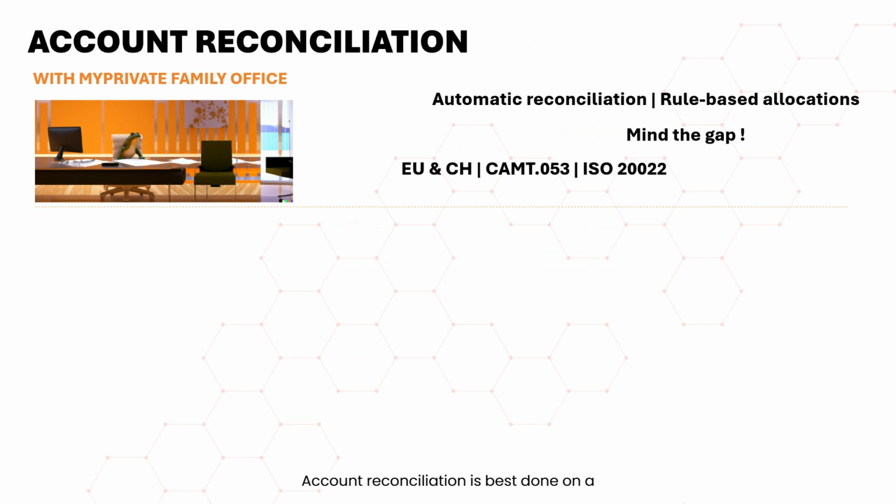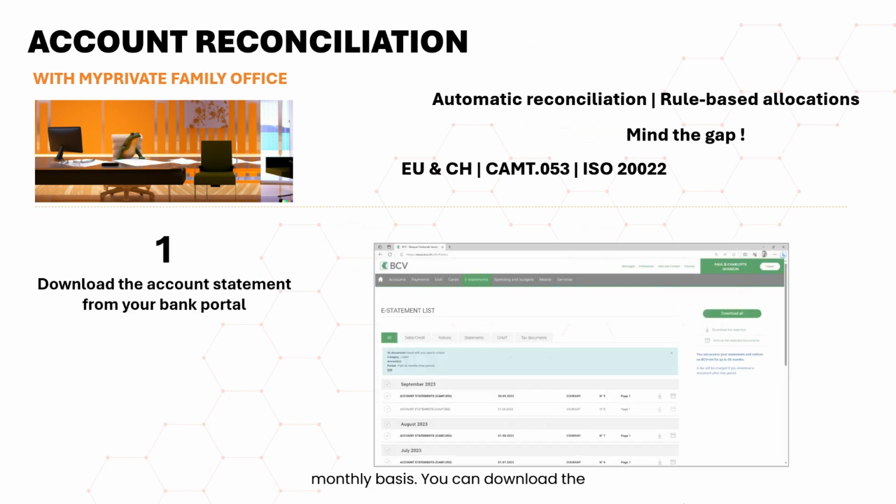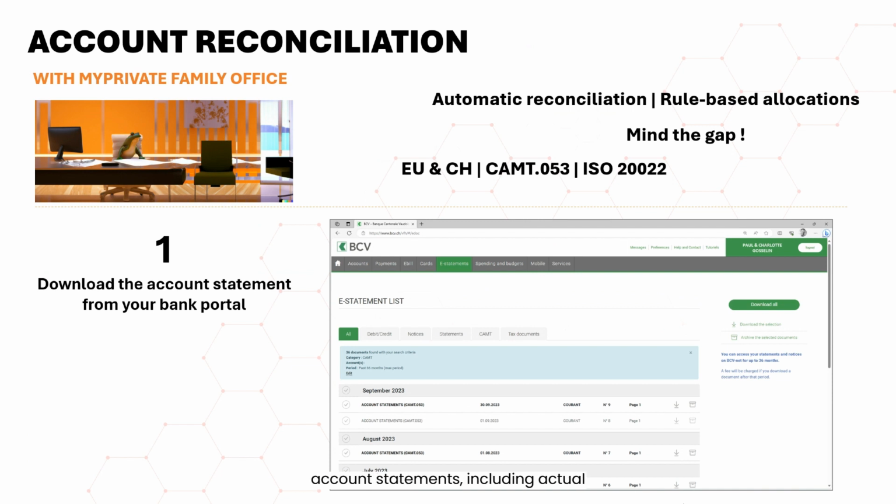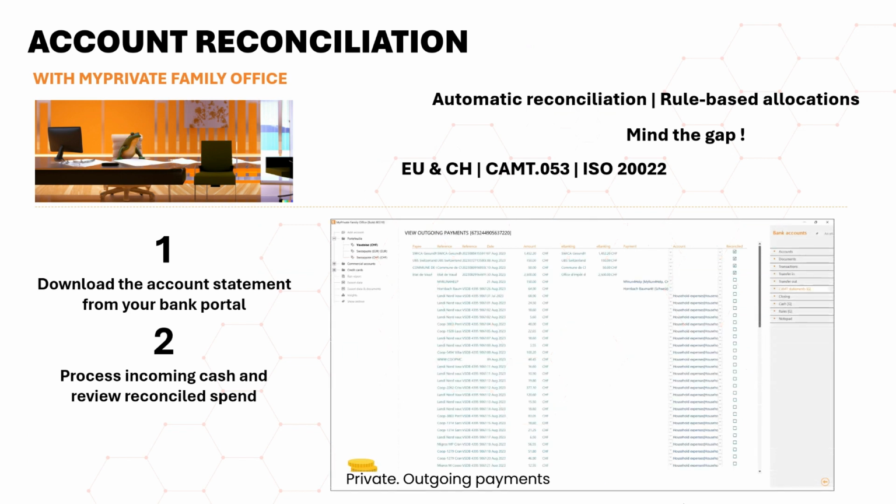Account reconciliation is best done on a monthly basis. You can download the account statements including actual closing balances from your bank into MyPrivate. Outgoing payments previously sent to the bank are automatically reconciled.